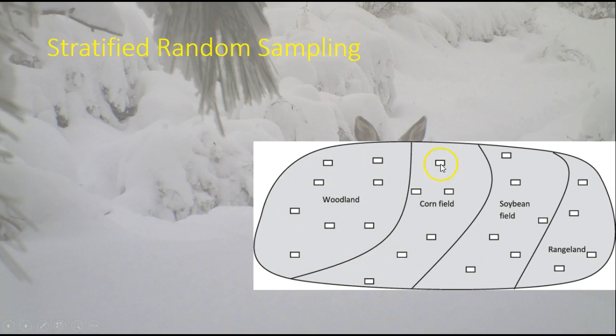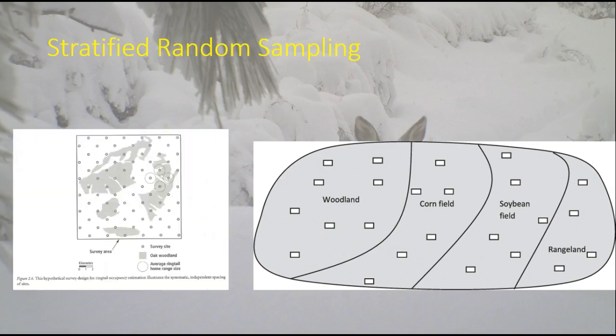out of a woodland, a certain number out of cornfield, a certain number out of the soybeans, and a certain number out of rangeland. And within those stratifications, we will randomly sample. So that's an important way to make sure that if you have different strata or different habitat types, each of them can get sampled.